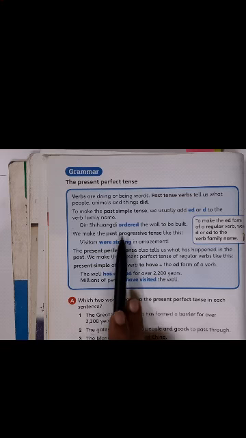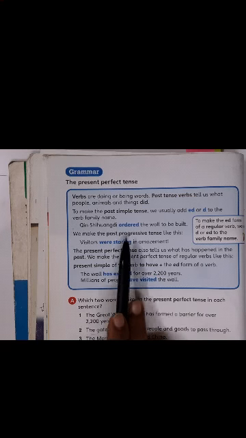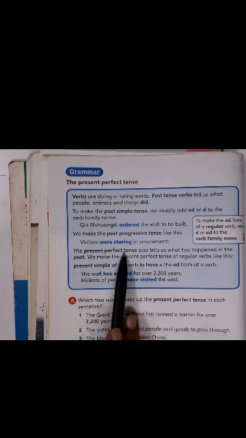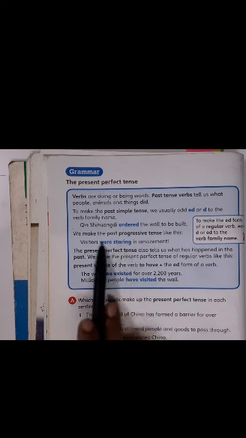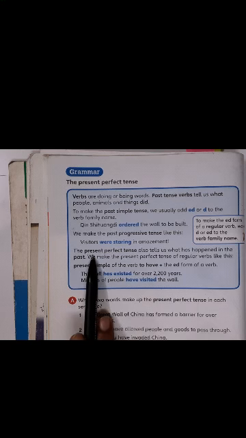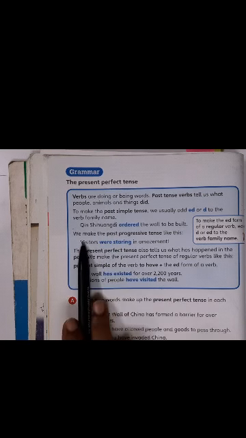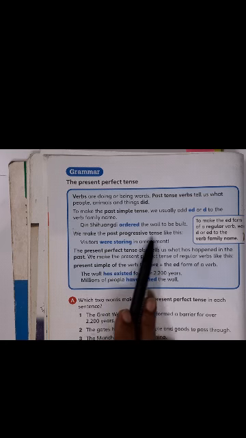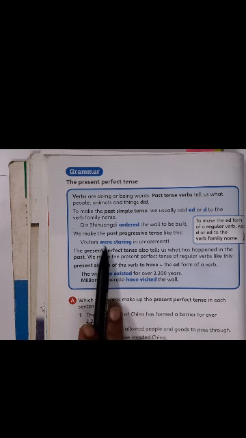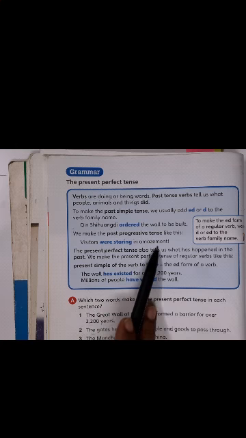Now children, let's not concentrate on this. We focus today on the present perfect tense, because children, I don't want you to get confused. We may read this, but our focus is on the present perfect tense. We may make the past progressive tense like this. Visitors were staring in amazement.